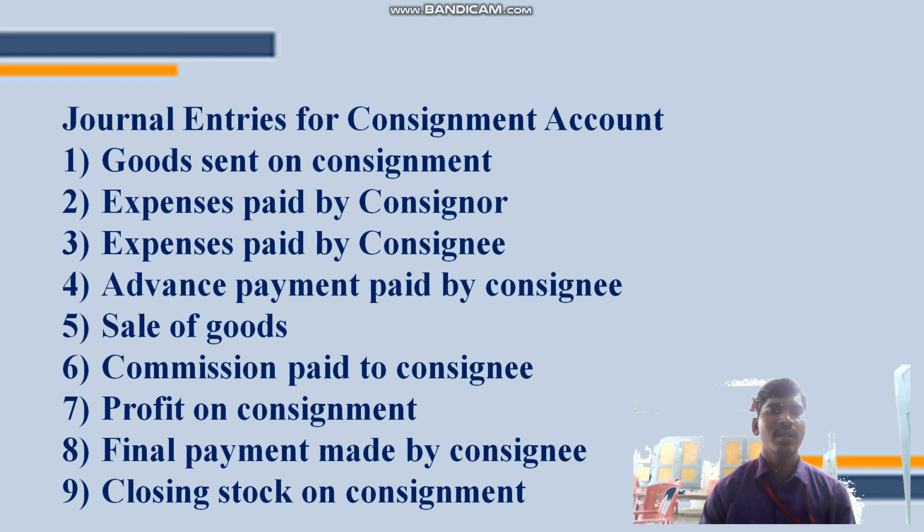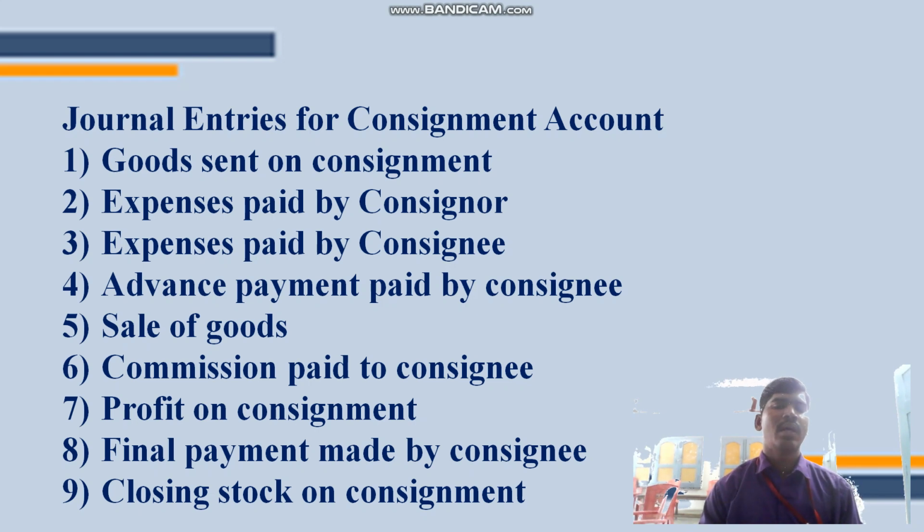So these are the expenses paid by the consignor at the time of consigning the goods or at the time of sending the goods. So these expenses are considered as non-recurring expenses, which means these expenses will be incurred only once, that is at the time of sending the goods by the consignor to the consignee for the purpose of sales. And then the third transaction is expenses paid by the consignee.